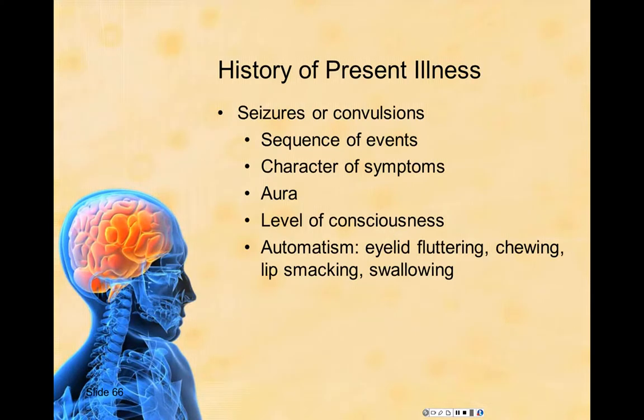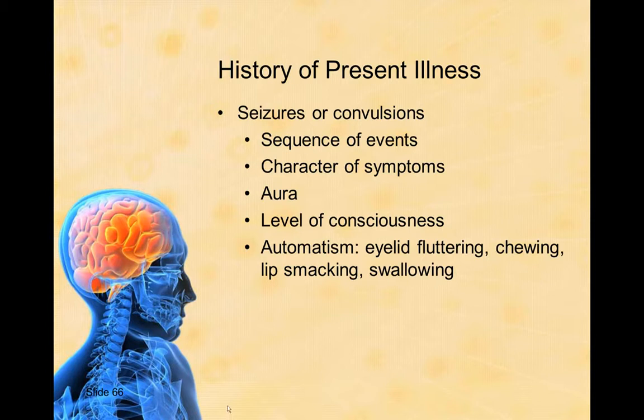Okay, so one of the things that is important to do in terms of evaluating any system is the history. The history is really important in determining what has been going on. If you remember from our SOAP note lecture, the history of present illness basically tells us more information about the actual occurrence or the complaint that the person may be coming in for.